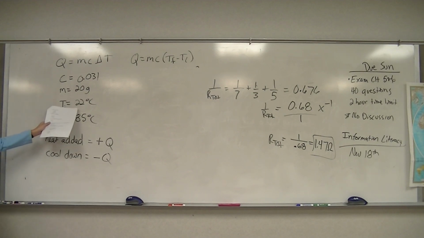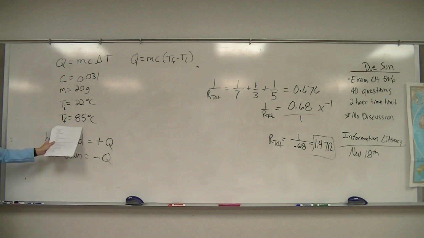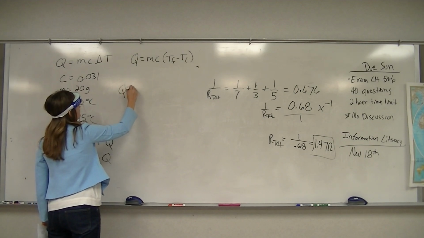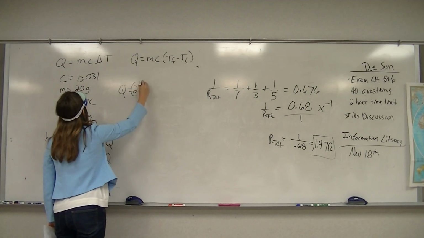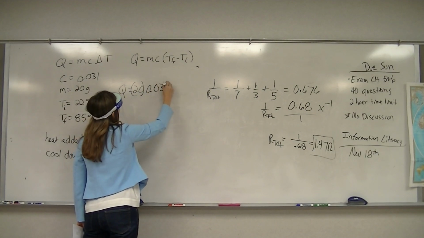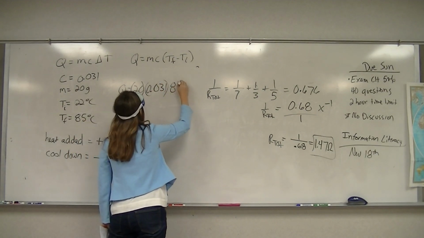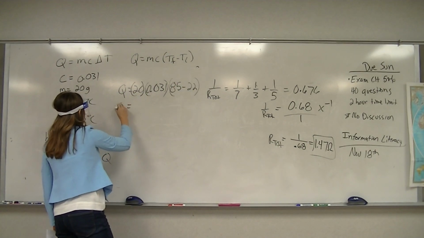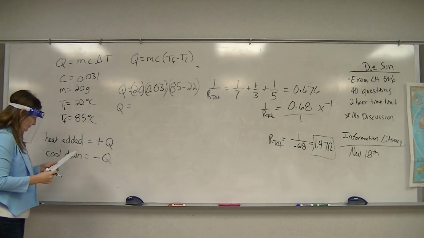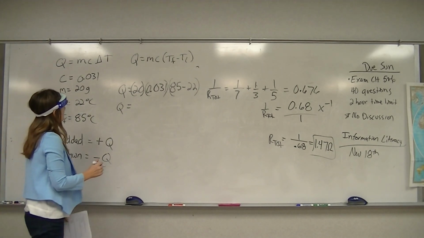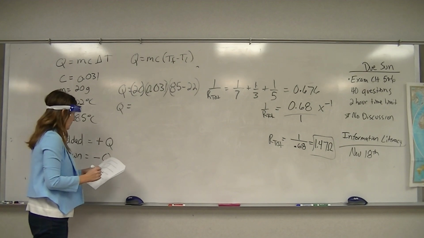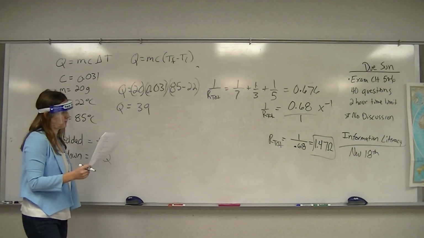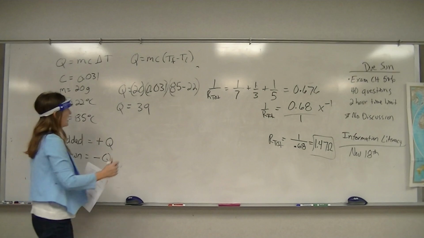So what I'm expecting right now, since the temperature increased, since heat was added, the object heated up, I should get a positive number. So when I plug in my mass at 20, my specific heat at 0.031, and then 85 minus 22, because of that subtraction, I will get a positive Q. Well, I guess that's going to have to be 39, because I can't see those numbers adding up to 1260. So 39, and then the units are calories.